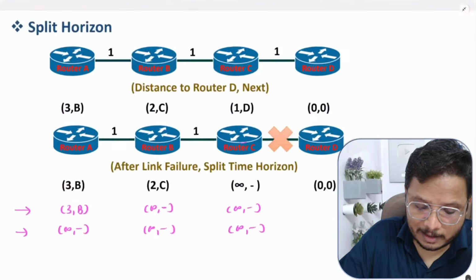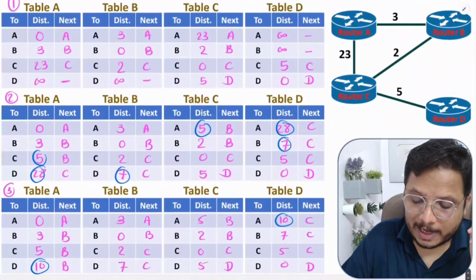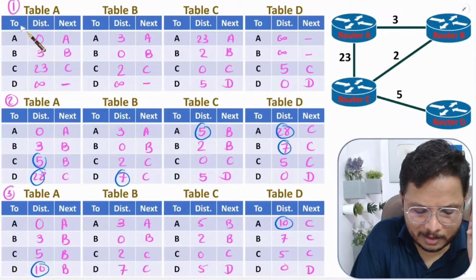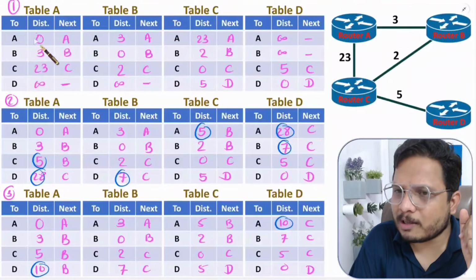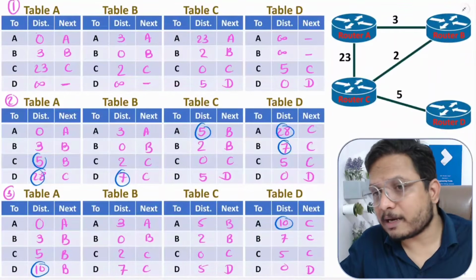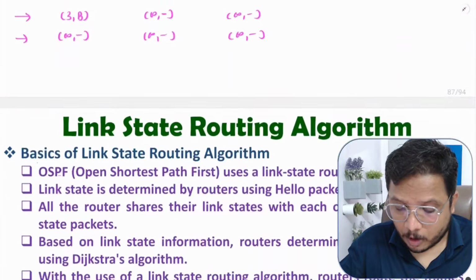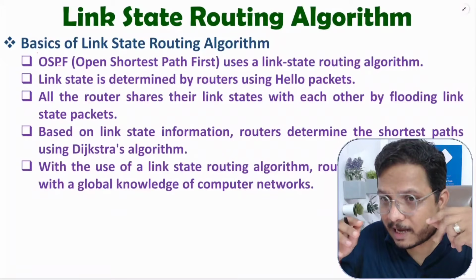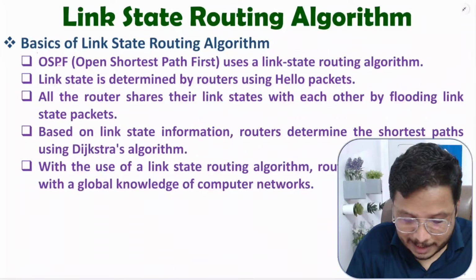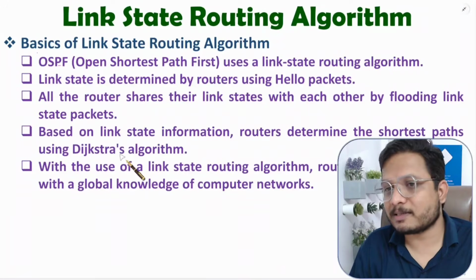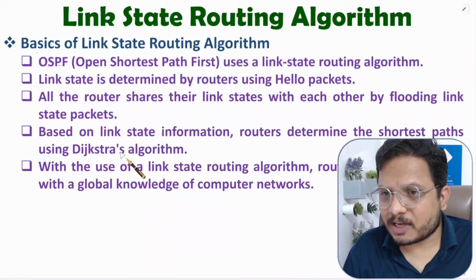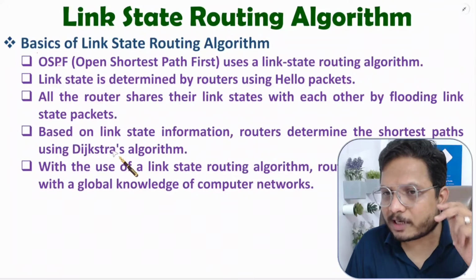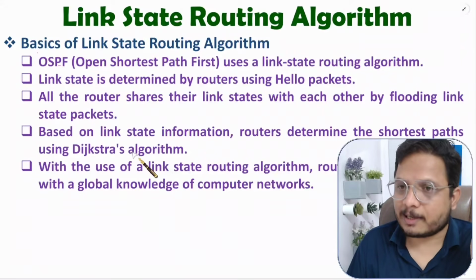Previously, when we saw the distance vector algorithm, those routers had local knowledge only. They had knowledge of their neighbor routers only, or you can say a small network only. But in the link state routing algorithm, all the routers have global knowledge of other routers, and based on that only, they identify the shortest path with the use of Dijkstra's algorithm. In data structures, I'll explain how Dijkstra's algorithm works. Right now, just consider that shortest path determination happens via Dijkstra's algorithm.